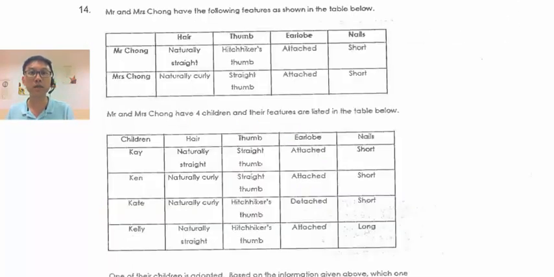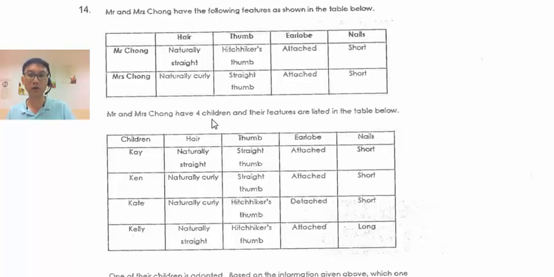Question 14. Mr. and Mrs. Chung have the following features as shown below. So same thing. This whole column is on hair. So Mr. Chung has naturally straight hair. Mrs. Chung has naturally curly hair. So this is how you read the table. Mr. Chung has a hitchhiker thumb. Mrs. Chung has a straight thumb. Okay, and so on and so forth.